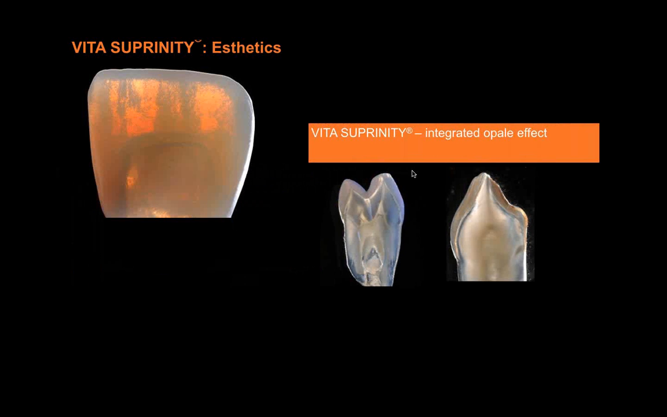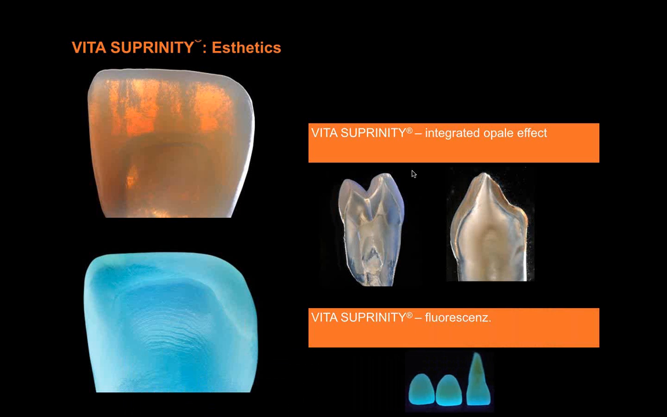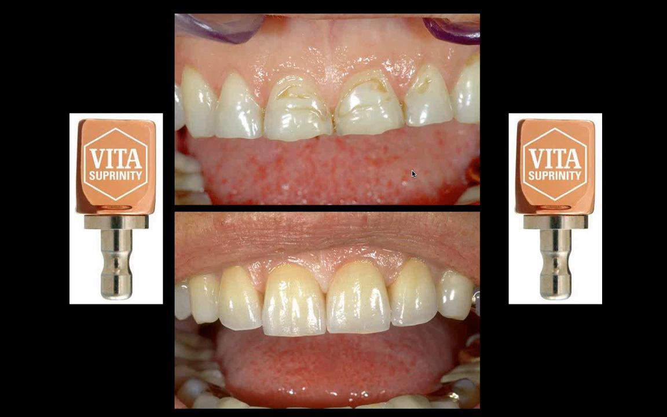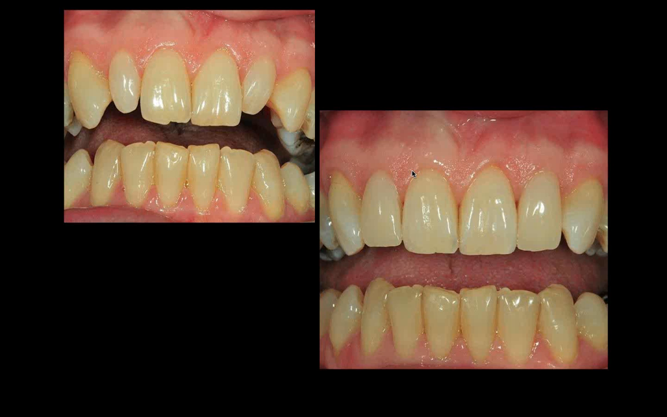What we also see more and more is the need for the opal effect. That's been integrated very nicely into the Suprinity, and naturally the fluorescing side of it. This has to be, otherwise people will not use it. So with Suprinity, we can start doing crowns which can be monolithic, or we can start adding porcelain to it.